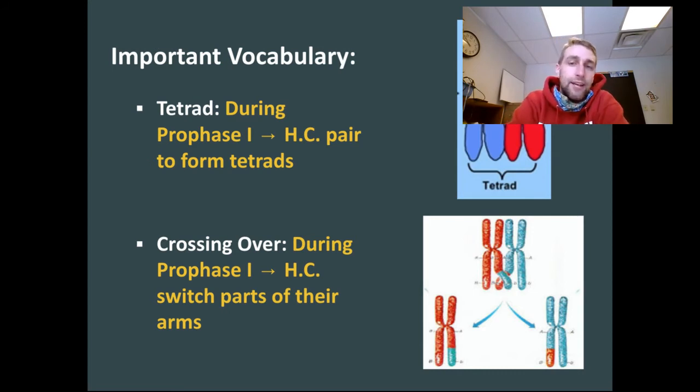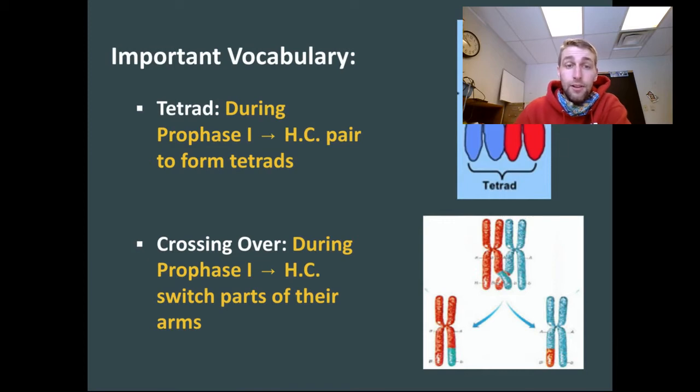Next vocab word is a tetrad. A tetrad is a pair of 2 homologous chromosomes. So you can see a tetrad here. Tetrad obviously has that root tetra, which means 4 in it. And you can see 4 total chromatids. So these are sister chromatids that are bound at a centromere, so we count this as one chromosome. And these 2 sister chromatids are bound at the centromere, so we call this one chromosome. So we'd have 2 copies of the same chromosome, one from mom, one from dad.